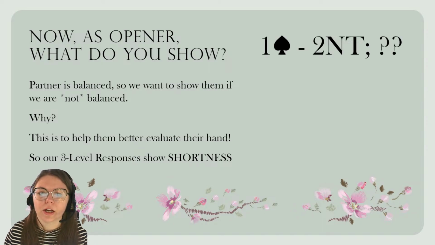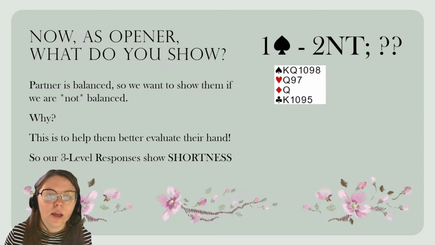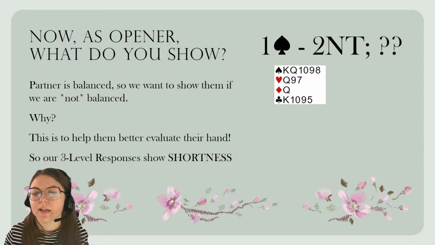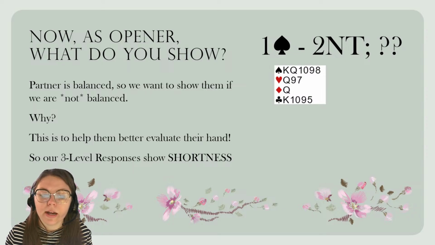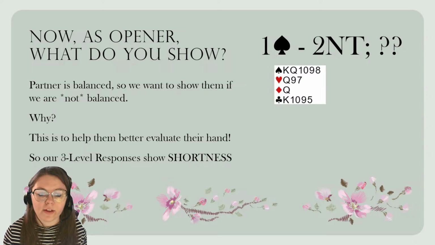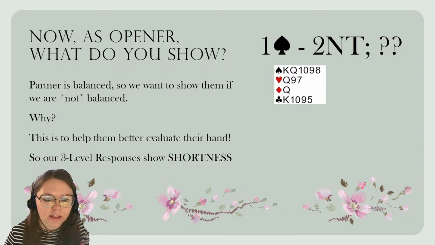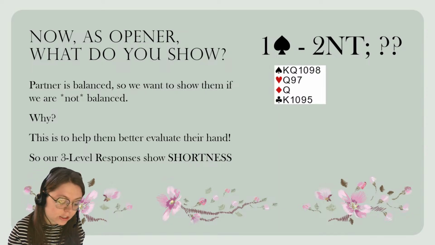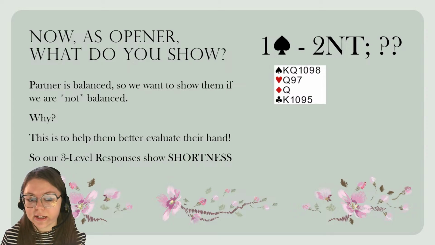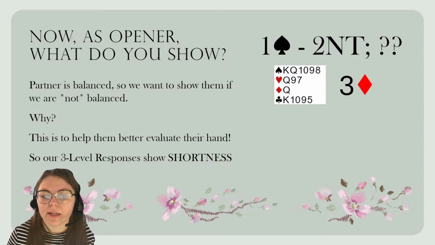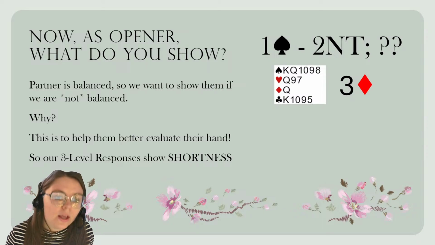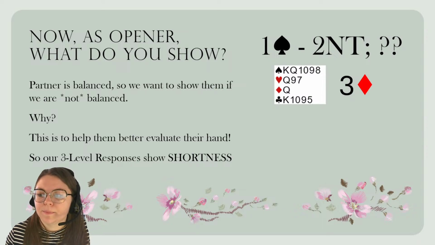So let's take a look at a couple of examples here. These are opener's hands. I've opened 1 spade with this hand. I have 12 high card points. Partner's made a game forcing raise with 2 no trump. Now, my first obligation is to tell them if I have any shortness. So do I have any? And heck yes, I do. I've got this singleton diamond. I know it's a queen, but it is still a singleton that I'm going to show my partner because I only have 1 card there and it's not an ace.